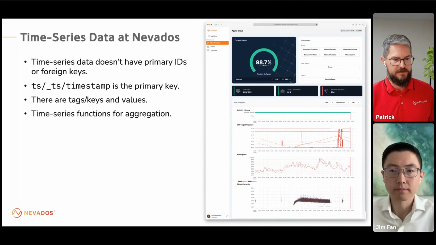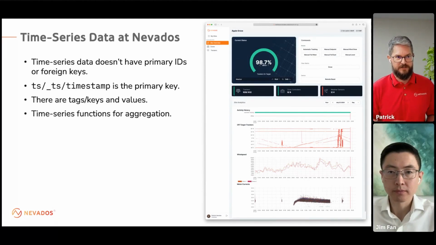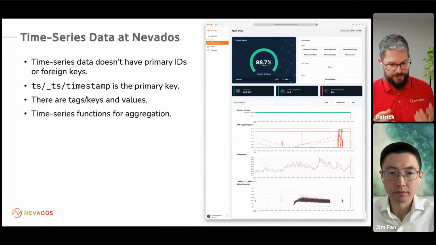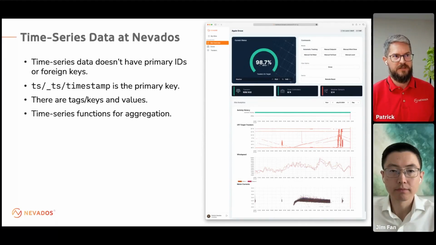So again, time series data, it doesn't really have a primary ID or primary key. Everything is organized in TDengine by keys and values, which is going to take a while to wrap your head around how to really query and deal with this data effectively. At least it took me a while, but we decided to use keys matching our Postgres IDs.